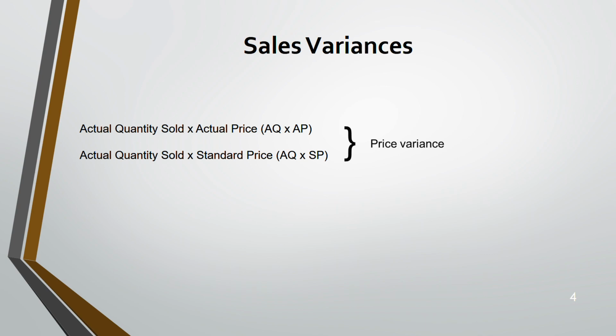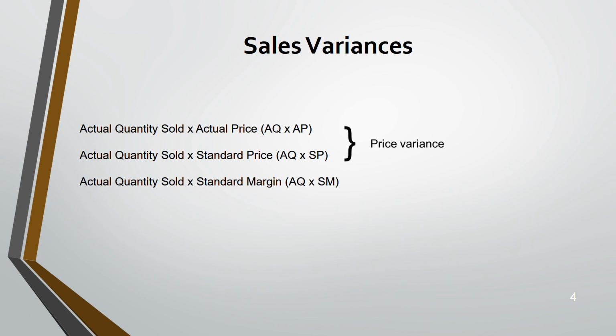That means, see, when it's price, we are keeping the quantity same, AQ, because it's price. We are only changing the price. So actual price, standard price. We are comparing price. Actual quantity into actual price, actual quantity into standard price. You understanding? So that's how we are calculating price variance.